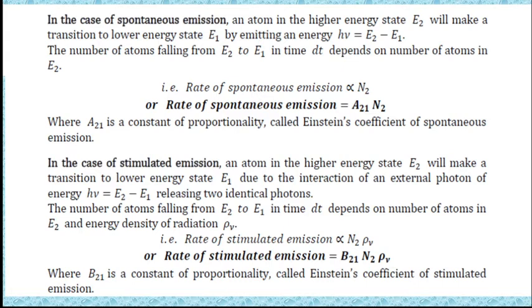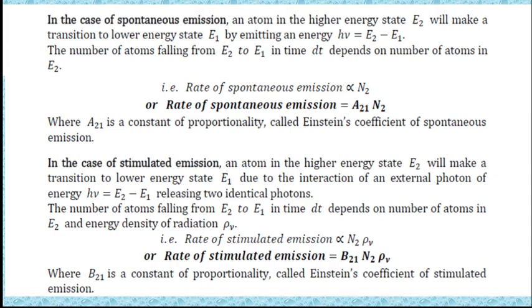We have considered only two types of proportionality constants, A and B. A represents spontaneous, remember, B represents stimulated. After A and B, we write two numbers, 1, 2 or 2, 1. 1, 2 represents transition from level 1 to level 2, in the sense upward transition. 2, 1 represents transition from level 2 to level 1, that is downward transition.